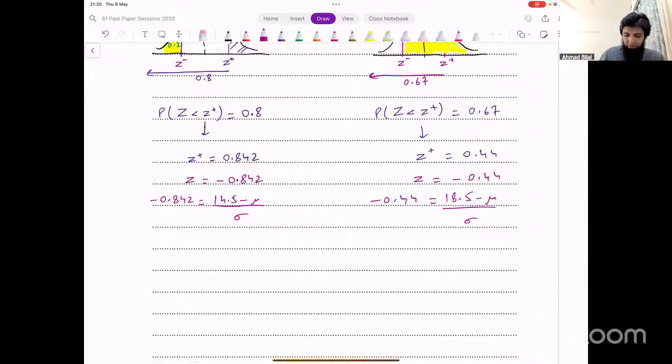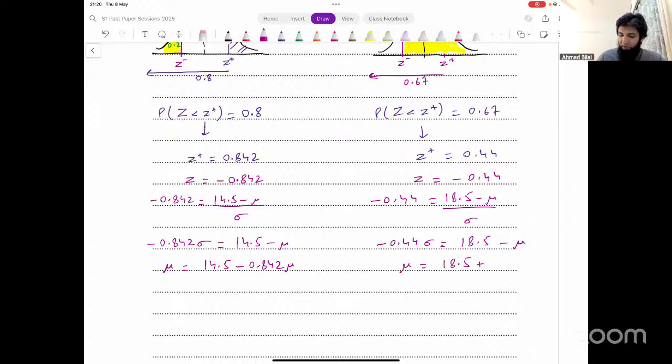You can multiply this on the other side, minus 0.842 sigma equals 14.5 minus the mean. Mu equals 14.5 plus 0.842 sigma. You have to show this working. You cannot write down the answer directly, that's not acceptable. Minus 0.44 times sigma equals 18.5 minus the mean, and from this equation, you get mu equal to 18.5 plus 0.44 sigma. Okay, there's something wrong that I've done here. This was mu, so it should have been sigma on the other side. When that goes to the other side, it becomes plus. Yeah, these are the two equations that we've got.